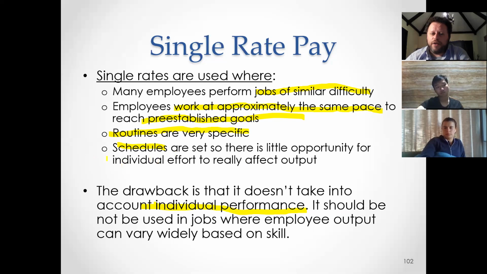So your individual effort doesn't really affect the output. If you try so hard to make French fries, it doesn't actually affect how many French fries you make. You make what we need following the schedule. It doesn't matter if you want to make more. So single rates of pay are typically used in factories. What we use in most other companies is called a variable rate. And that's where it changes.